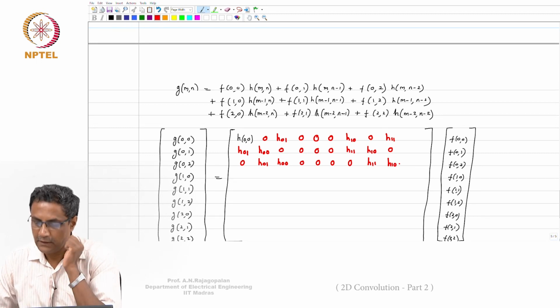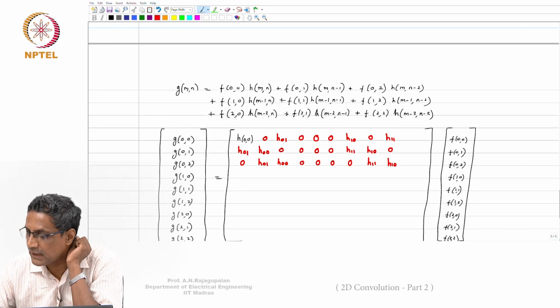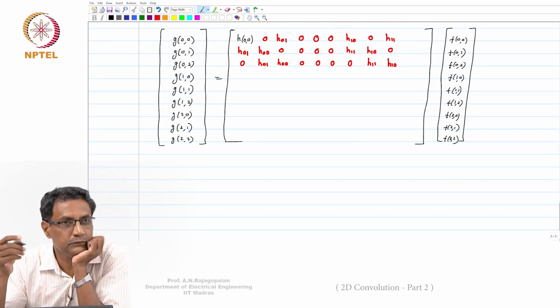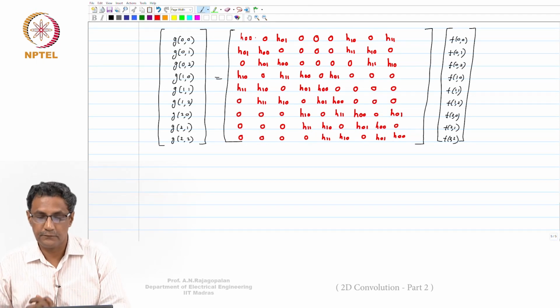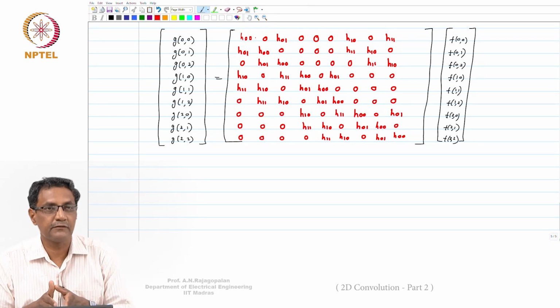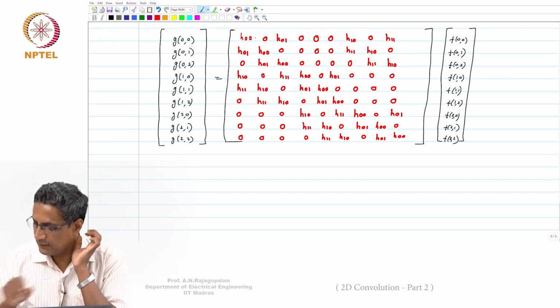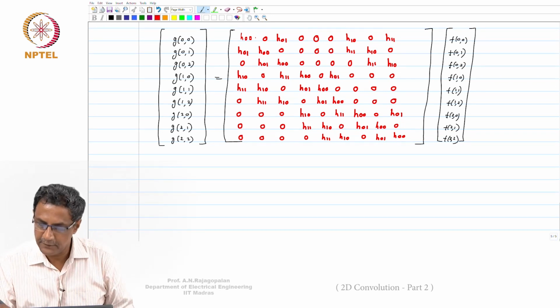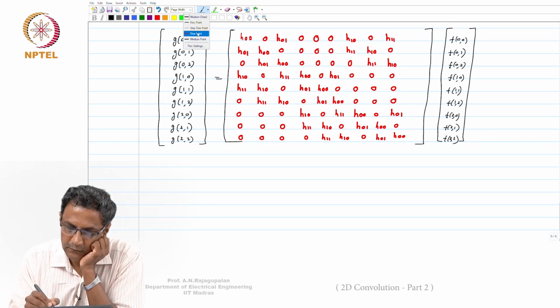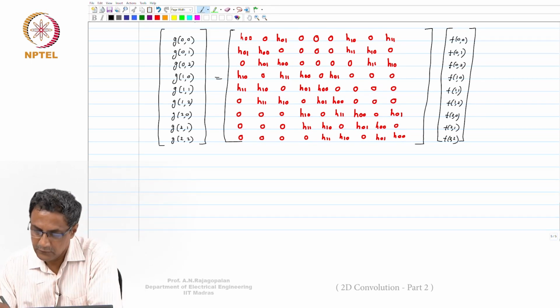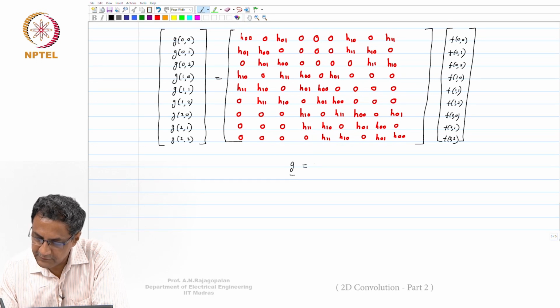Okay. And now I'm going to fill up the rest and leave it to you to verify. So now what we have is G lexicographically ordered, F lexicographically ordered, and now this is again in the form G is equal to Hx. So this is the form G is equal to Hx or Hf.